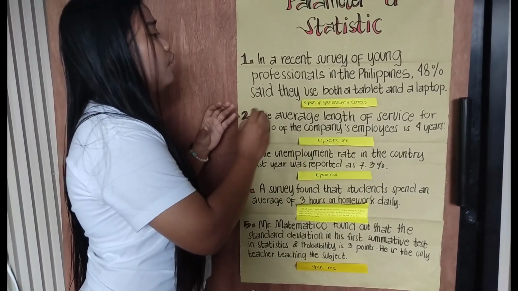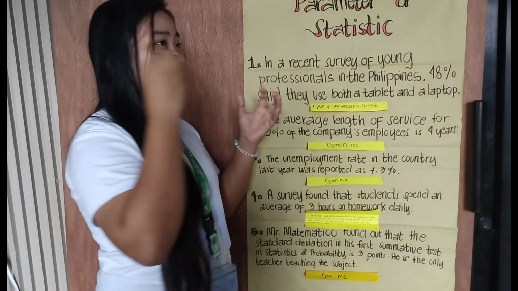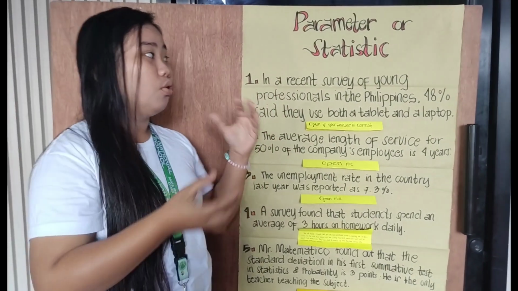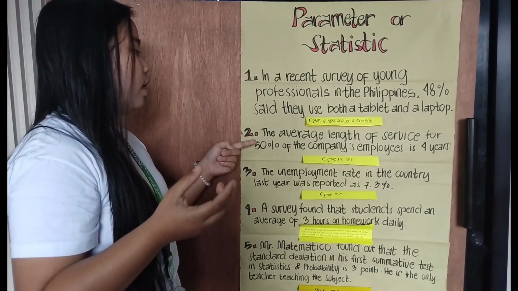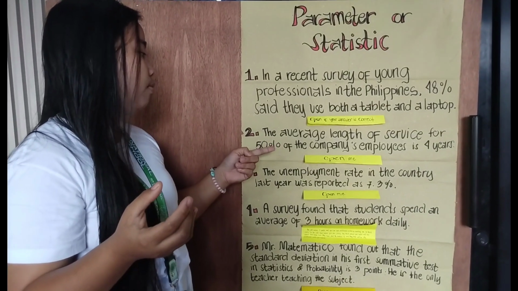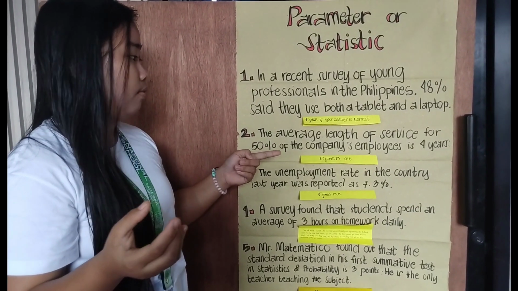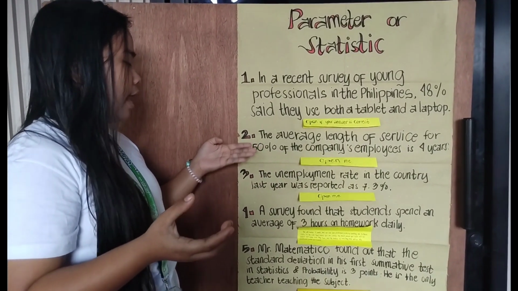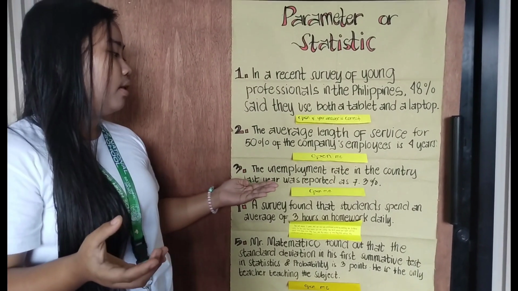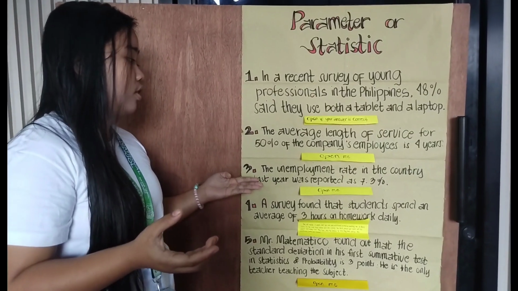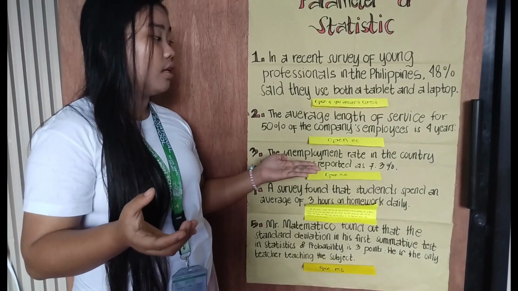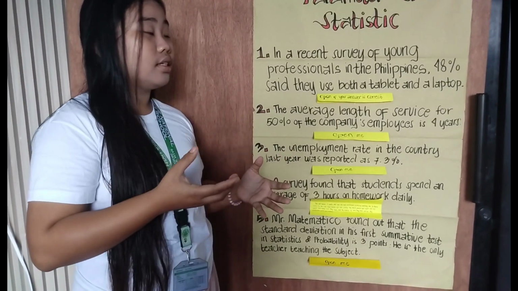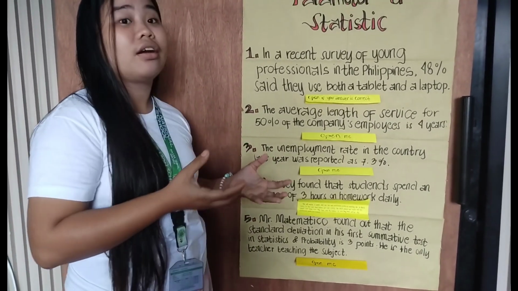The keyword here is survey. One of the keywords to notice is survey, so the statement is a statistic. And then number 2, the average length of service for 50% of the company's employees is 4 years. So, this is a statistic. And number 3, the unemployment rate in the country last year was reported as 7.3%. So, this is a parameter because this is the true value of the entire country.